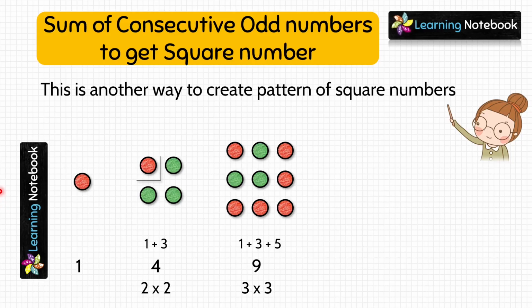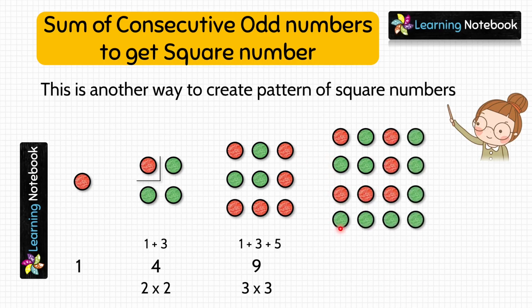Now to form the next square, let's put 1 red bindi, 3 green bindis, 5 red bindis and then 7 green bindis. So here we will do 1 plus 3 plus 5 plus 7, which equals 16. So by adding the first 4 consecutive odd numbers, we got the square number 16.